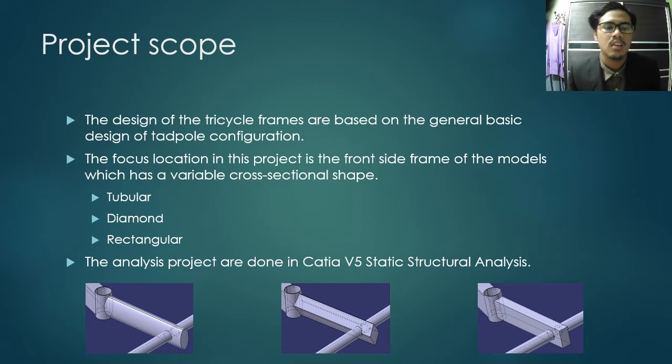The focus of the analysis in this project is the front side frame of the model, which has a variable cross-sectional shape. The tubular in the figure, and the diamond, you can see the diamond, and then the tubular, you can see the other. The analysis is done in CATIA V5 static structural analysis.